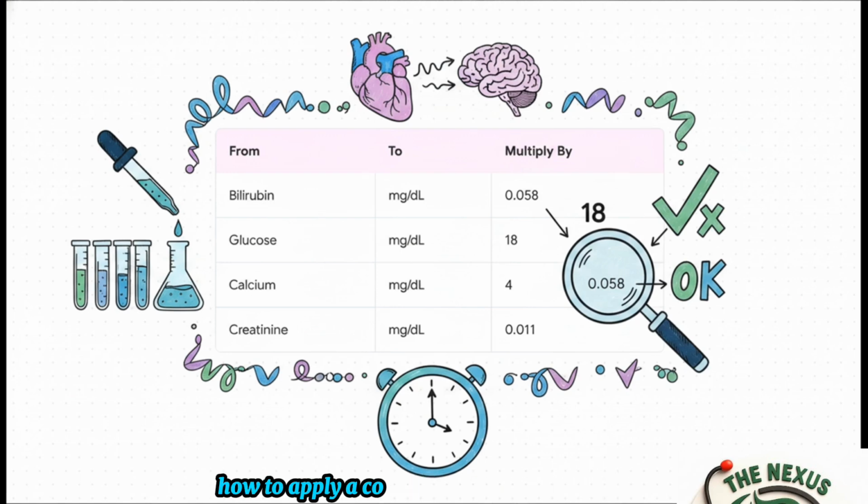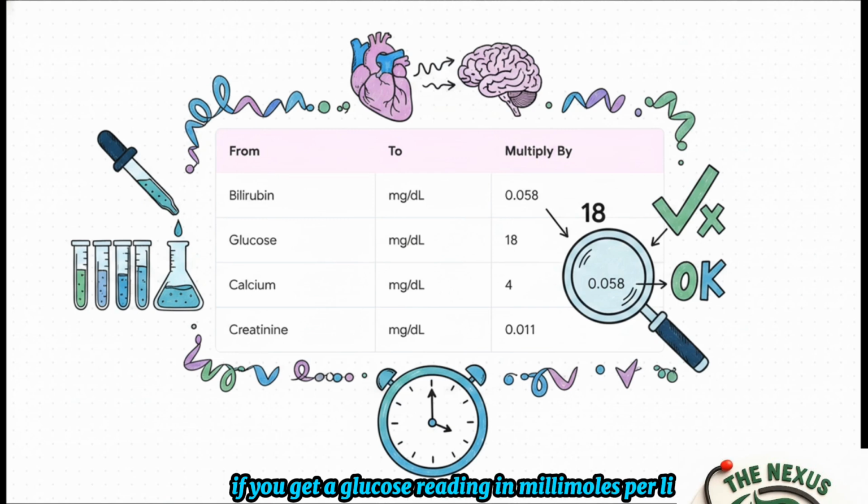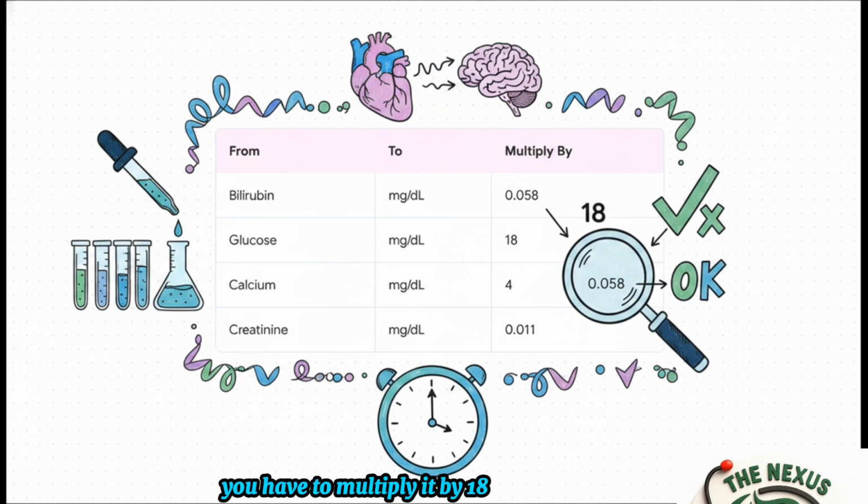Understanding how to apply a conversion factor is a completely non-negotiable skill. For instance, if you get a glucose reading in millimoles per liter, you have to multiply it by 18 to understand its value in milligrams per deciliter. Got bilirubin in micromoles per liter? You multiply by 0.058. If you multiply by the wrong factor or divide when you should have multiplied, well, you misdiagnosed the patient. It is literally that simple.